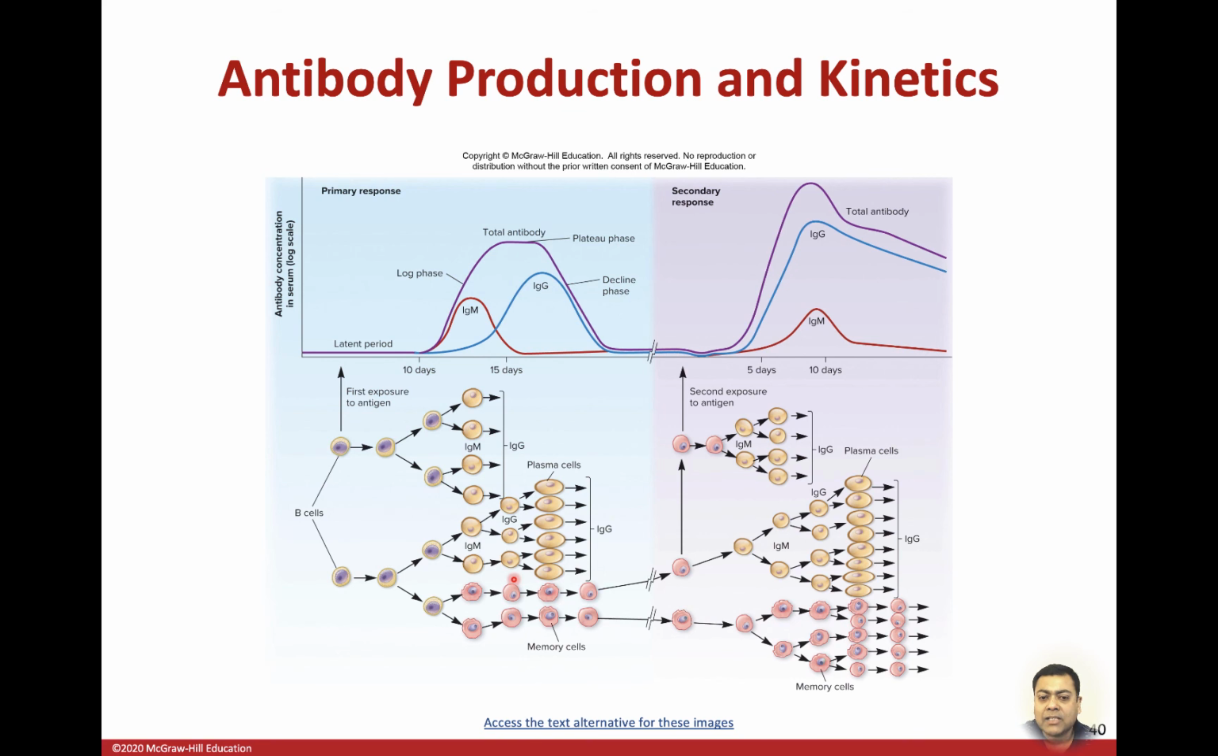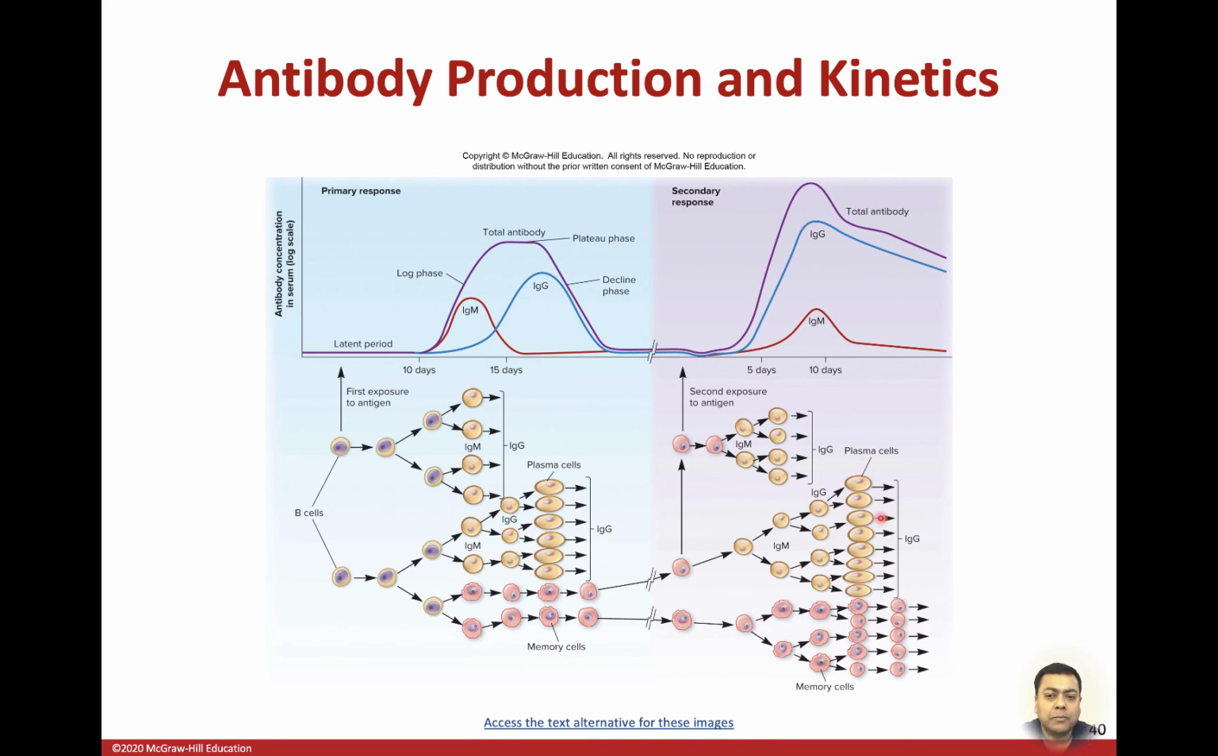Once it switches the class, it will again proliferate fast and produce these plasma cells, which are large cells that produce a large amount of IgG, and the amount rises. But see what happens in the very first place: immediately upon exposure, you also produce these memory cells right here. Some of the B cells from your initial exposure will convert into memory cells. On your second exposure, your memory cells will produce this IgM, immediately switch into IgG, and quickly produce IgG in a very rapid amount.